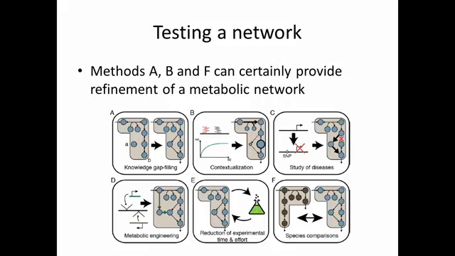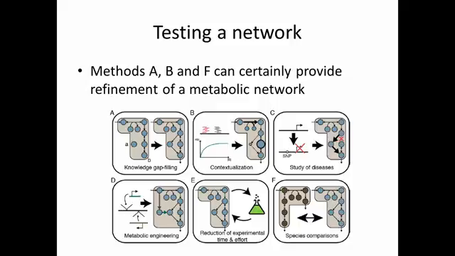So we showed this figure on Monday, but it is relevant here because we are testing a network. We have basically built the foundation and we want to test it. So we want to see if we can fill in the knowledge gaps, as part A said. But certainly methods, not only method A, but methods A, B, and F can certainly provide refinement of a metabolic network.